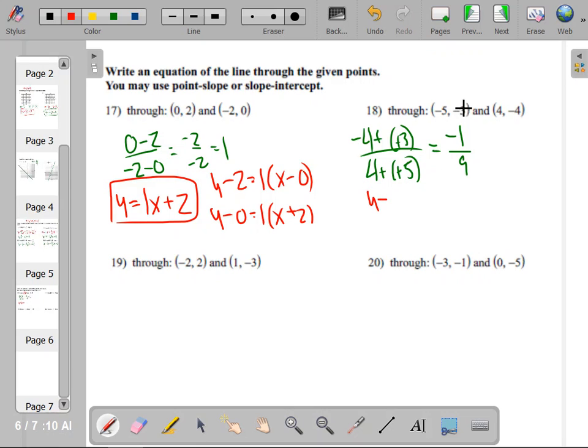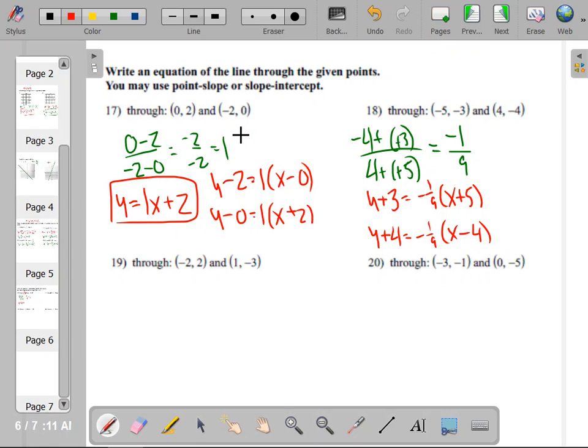Y minus the y-coordinate would be -3, so y plus 3 equals -1/9 times x minus -5, which is x plus 5. That's if I use the first point. I can do the same thing over here. Y minus -4, y plus 4 equals, the slope is the same, x minus 4. There you go. Either of these are the same equation, or the same line. They're just different versions of the line because they're both points on the line.